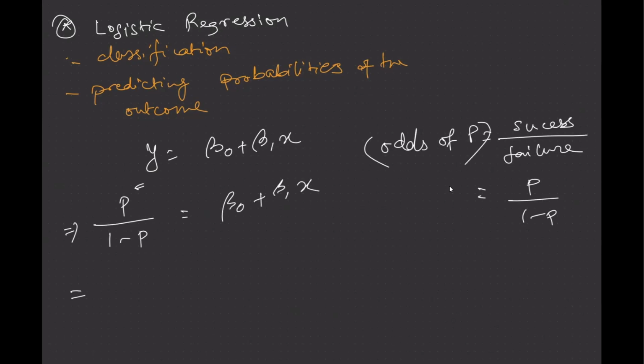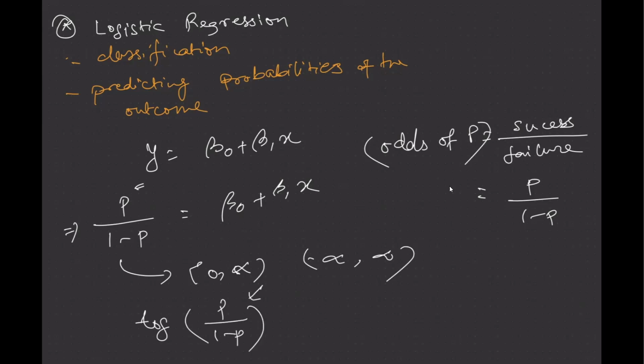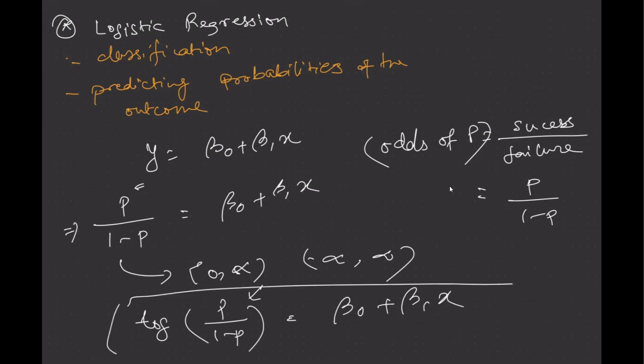But there's a problem here as well, because this particular thing is probably between 0 and infinity, but we want something between minus infinity to infinity. So what are we going to do? We're going to use the log function. So we're using log of P by 1 minus P equal to beta naught plus beta x. So let's take this forward. What did we have? Log of P by 1 minus P equals beta naught plus beta x.